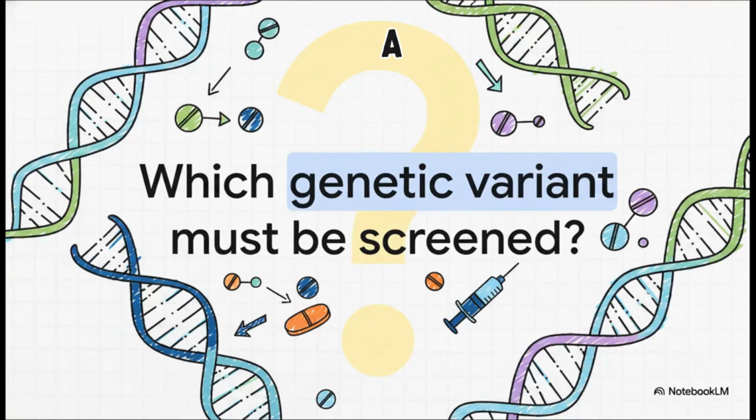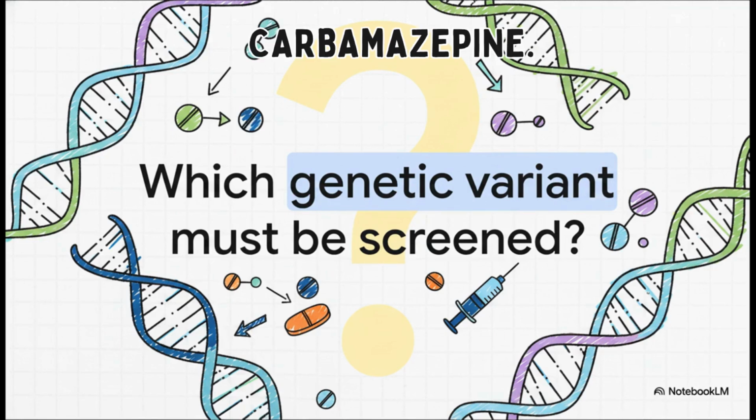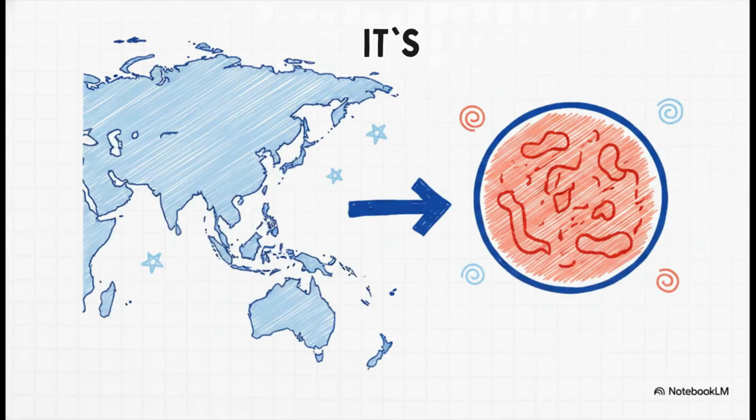First question. A patient of Asian ancestry develops a severe rash on carbamazepine. Which genetic variant should have been screened? Think back to that table we looked at. Boom! It's HLA-B*1502. And remember, if you get this in your Viva, highlight the ethnic association. That Asian ancestry is your massive clinical clue.